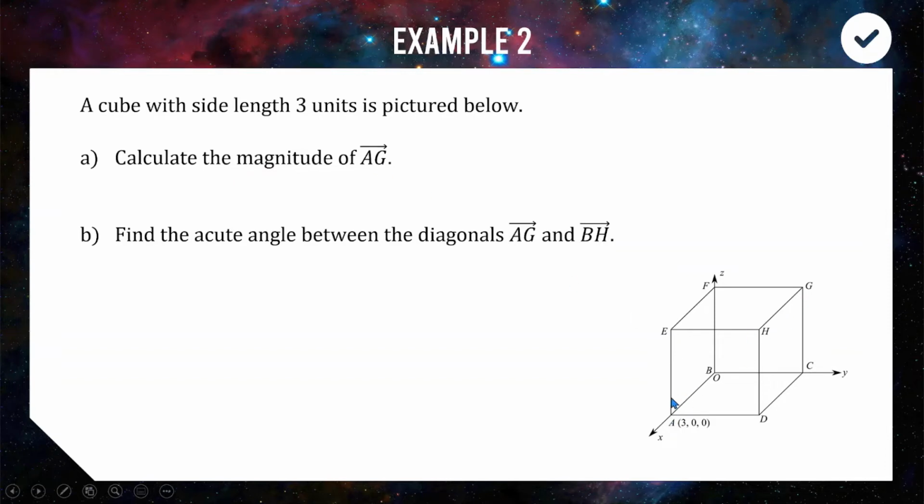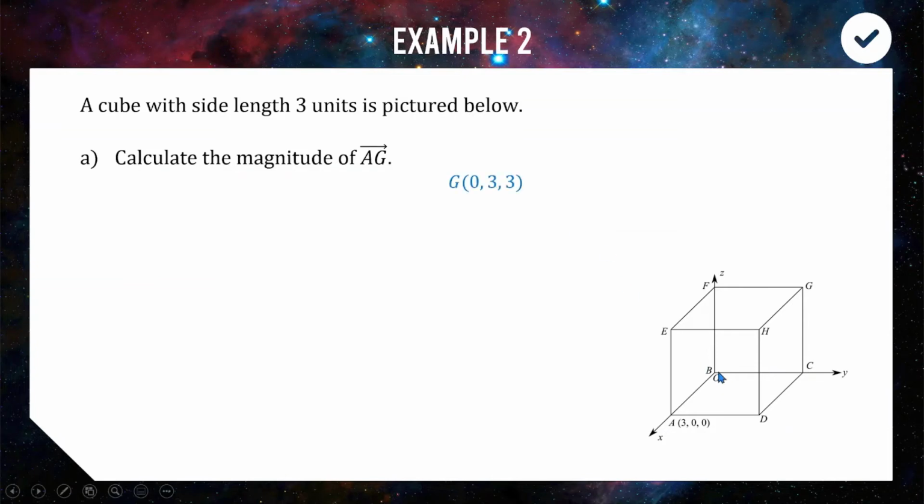All right, so to do that, first thing we should do is find the vector from A to G. To do that, we need the coordinate of the point G. So we can see that G is 3 on the Y-axis and then 3 on the Z-axis. But because it's on the ZY plane, it means its X value is 0. So our coordinate for G is 0 on the X, 3 on the Y, and 3 on the Z. Now to find vector AG, we'll of course do point G, take away point A. So we'll do 0, 3, 3, take away 3, 0, 0. So we end up with minus 3, 3, 3.